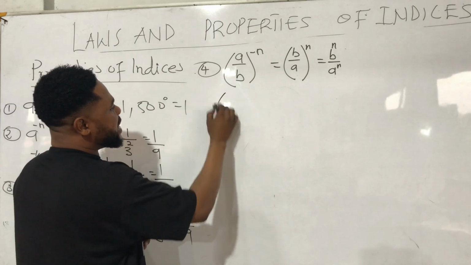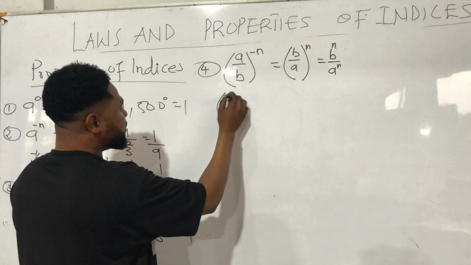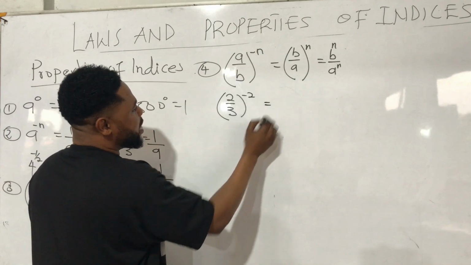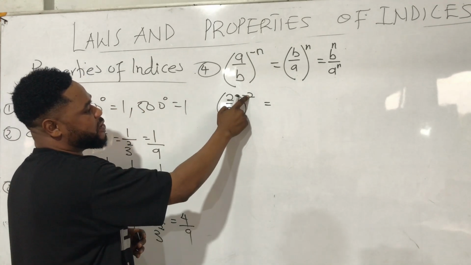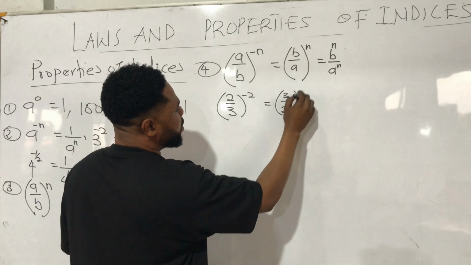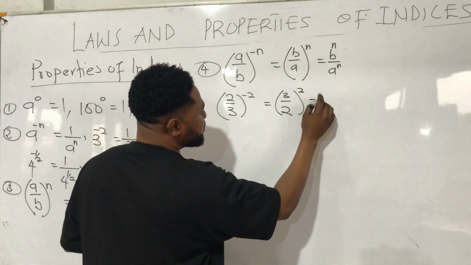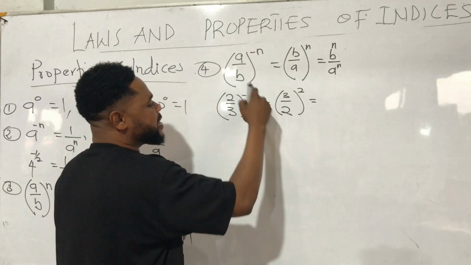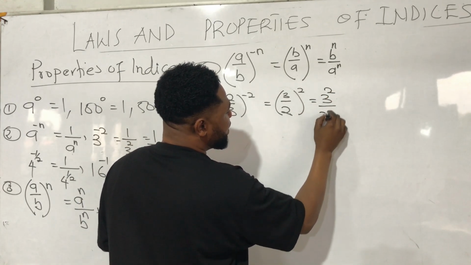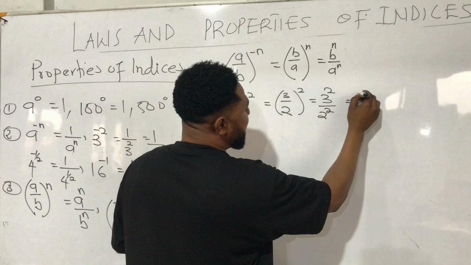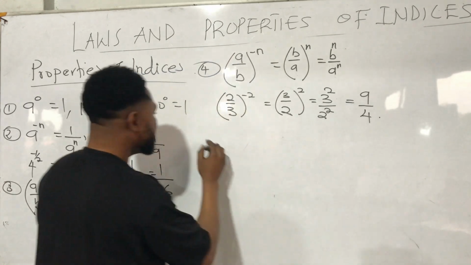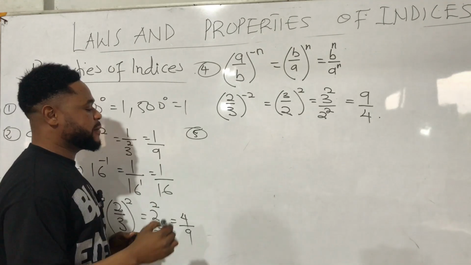An example is that I can have 2 over 3 all raised to the power negative 2. According to the property, I have to get rid of this negative. So that will be 3 over 2 all raised to the power 2. Then I have to get rid of the bracket. And that will be 3 raised to the power 2 over 2 raised to the power 2. And that will give me 9 over 4. Let us move to the fifth one.